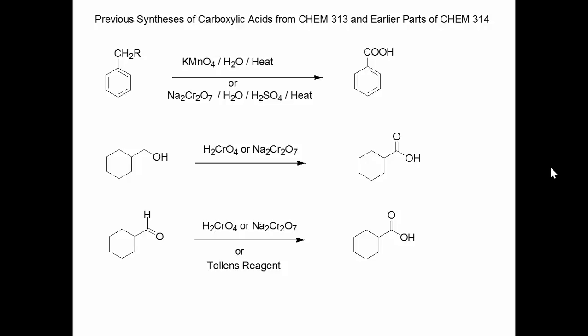Way back in the aromaticity chapter, we saw that you could take an alkyl side chain on a benzene ring like this, and as long as you have at least one benzylic hydrogen, like we do here, and you treat this with either potassium permanganate or a chromium trioxide, or sorry, dichromate species, you'll totally oxidize the chain to the carboxylic acid group.